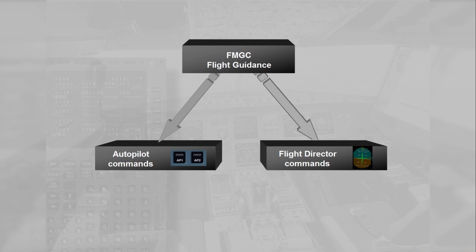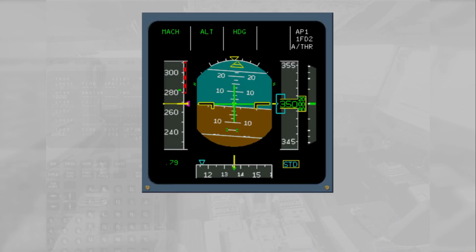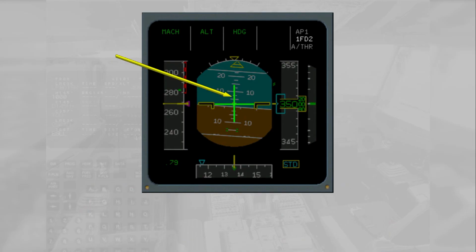These orders are materialized by specific symbols, e.g. crossbars. The Flight Director symbols are displayed on either PFD. The symbols on PFD1 are driven by FG1. Those on PFD2 are driven by FG2. The engagement status of the flight director is indicated on the FMA. Here the flight director symbols are called crossbars and are referenced to the aircraft attitude symbol.